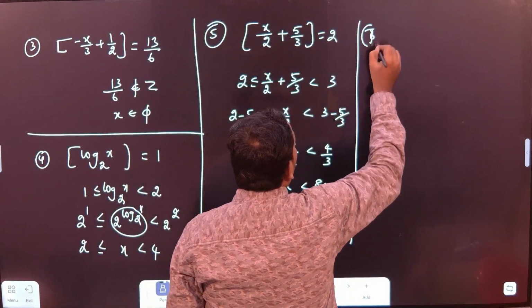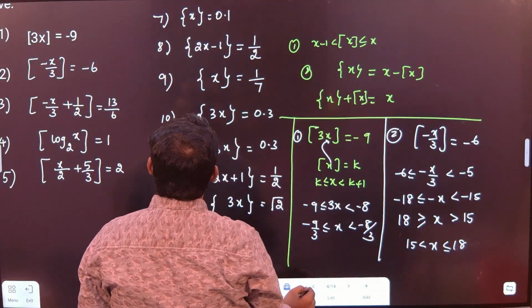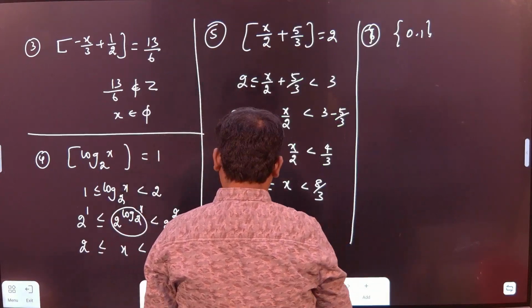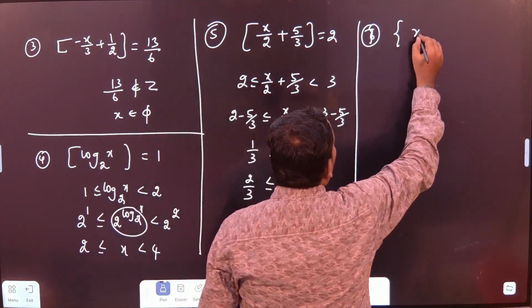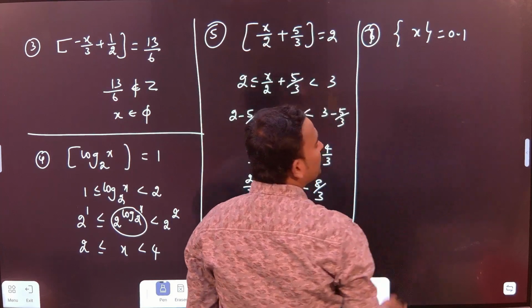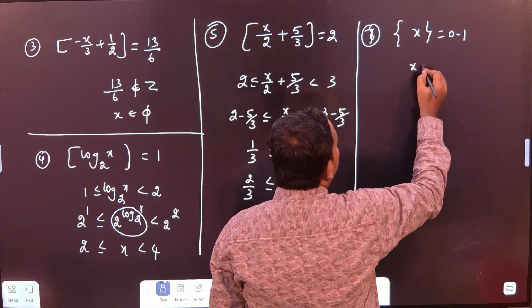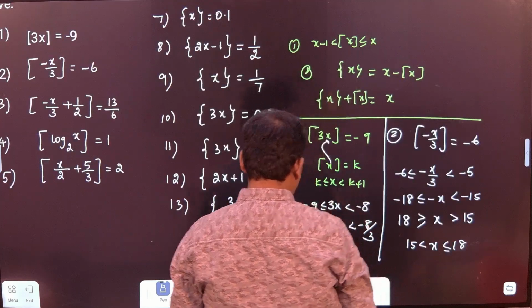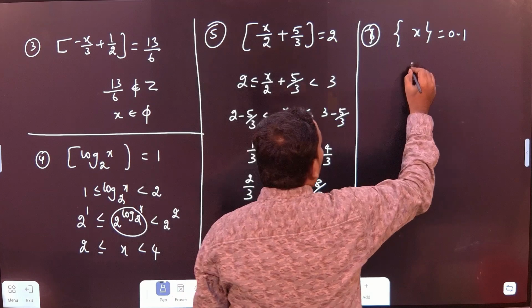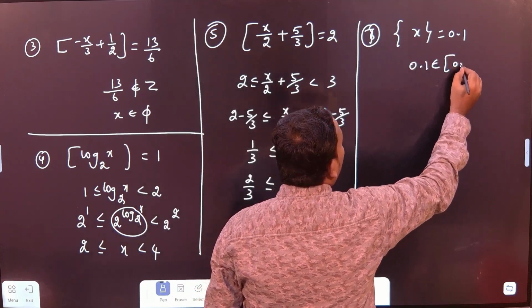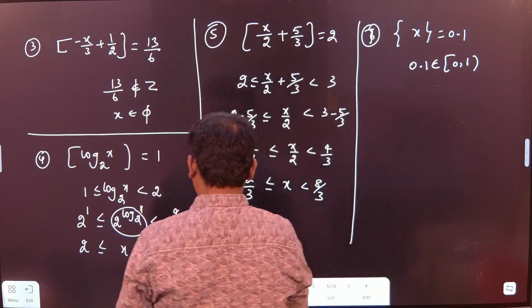Seventh question: fractional part of x is equal to 0.1. You know that 0.1 belongs to 0 to 1, right? So it is possible.